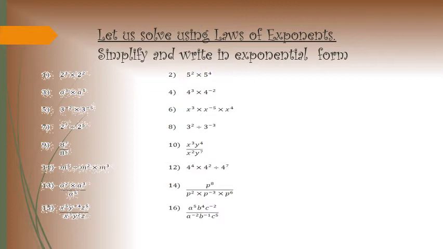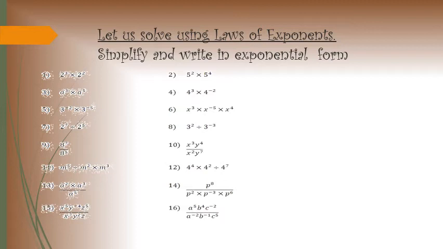Now 12th one, 4 raised to 4 into 4 raised to 2 divided by 4 raised to 7. Here also there is multiplication and division. As we compare, all the bases remain the same. So first let us divide, that is 4 raised to 2 divided by 4 raised to 7. So that gives us the answer 4 raised to 2 minus 7, which is equal to 4 raised to minus 5. Then we have to combine with the first term, that is 4 raised to 4 into 4 raised to minus 5. So that will be equal to 4 raised to minus 1.